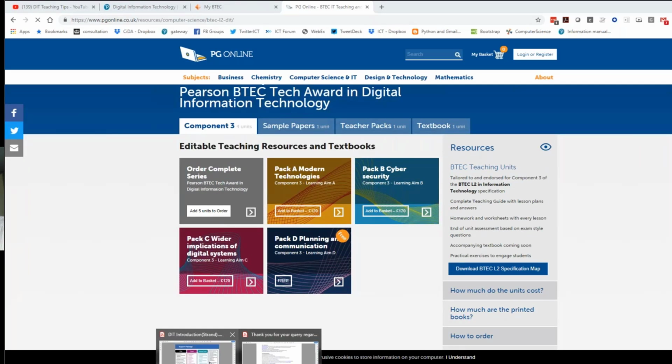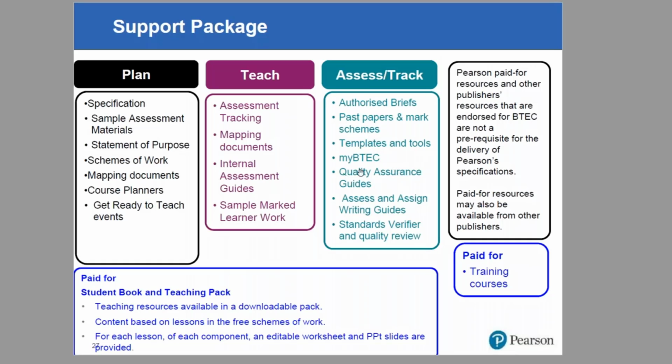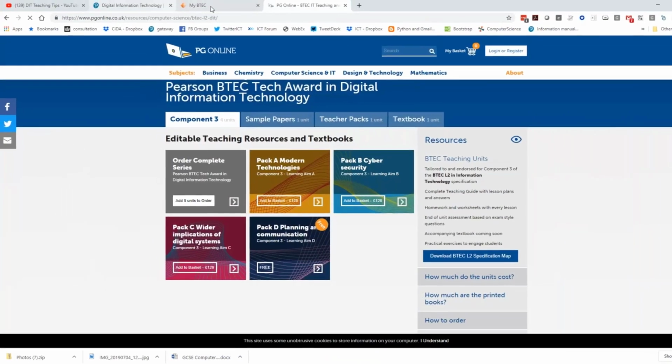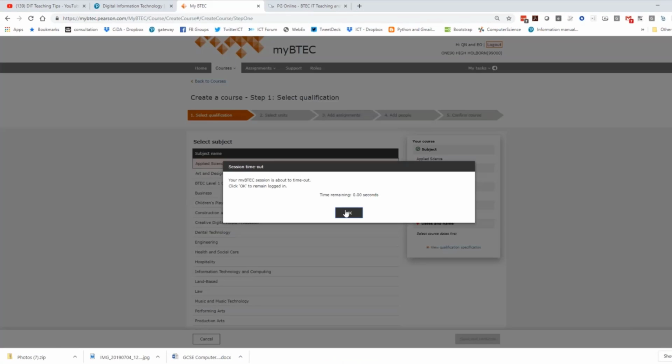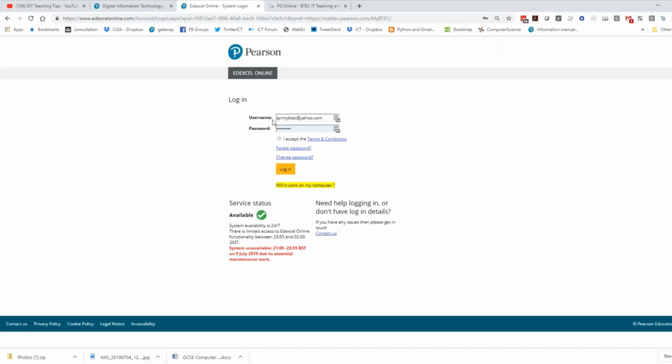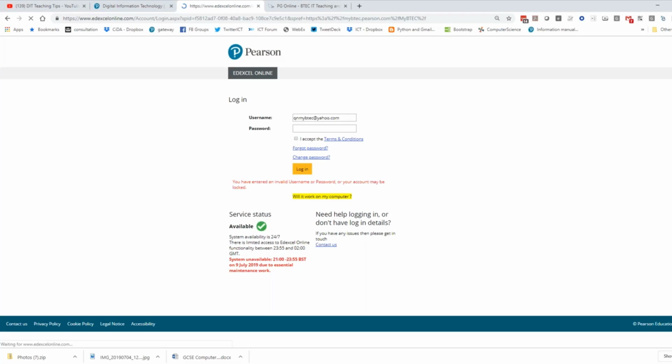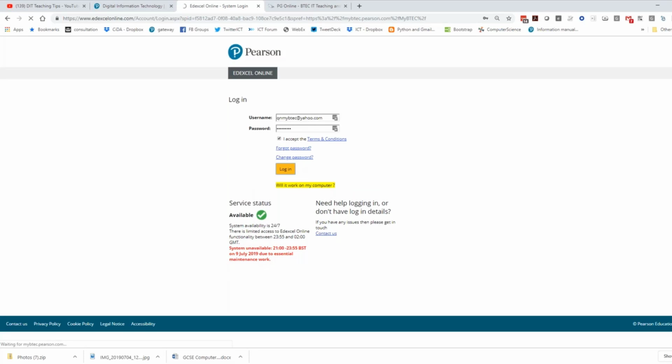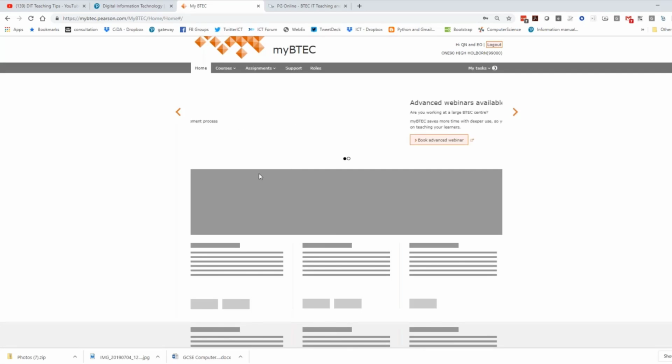So where were we? Assessing and tracking. My BTEC is well worth looking at if you're starting off in BTEC. It's a tool where you need to have an Edexcel Online account at your school, and your Edexcel Online account would need to have a box ticked by your exams officer that says you have My BTEC access. Now this tool is very sophisticated.